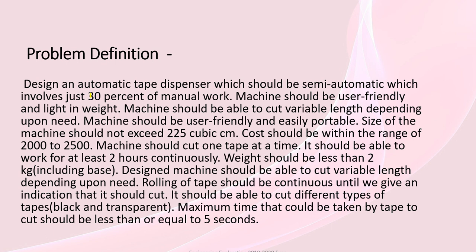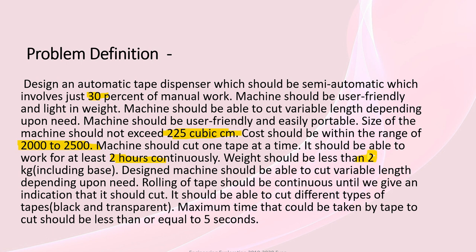manual work. The machine should be user friendly and light in weight. The machine should be able to cut variable length depending upon need. The machine should be user friendly and easily portable. The size of the machine should not exceed 225 cm cube and the cost should be within the range of 2000 to 2500. The machine should cut one tape at a time. It should be able to work for 2 hours continuously. Weight should be less than 2 kgs.